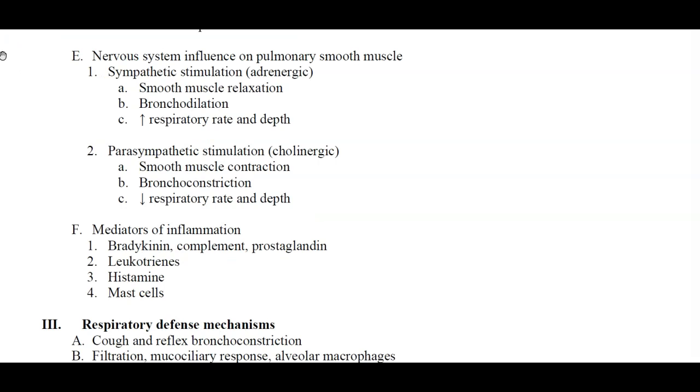So the sympathetic stimulation, or adrenergic, has to do with epinephrine and norepinephrine, which act as neurotransmitters, and it causes the fight or flight response. What happens here is that it can cause smooth muscle relaxation, bronchodilation, and an increase in respiratory rate and depth. On the other hand, we have the parasympathetic stimulation, or cholinergic, where mainly acetylcholine acts as a neurotransmitter, and this causes the rest and digest. What happens here is that the smooth muscle contracts, it causes bronchoconstriction, and it decreases the respiratory rate and depth. So they're quite the opposite, right?